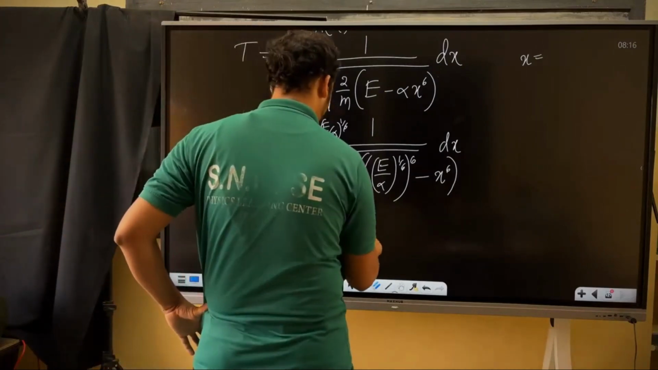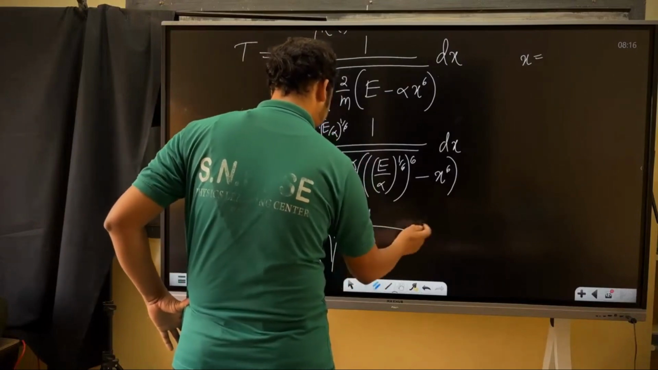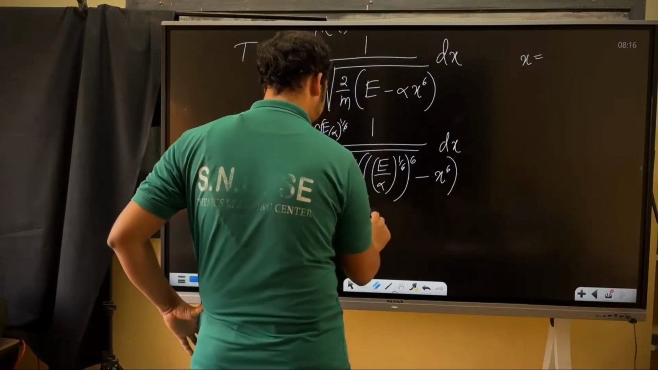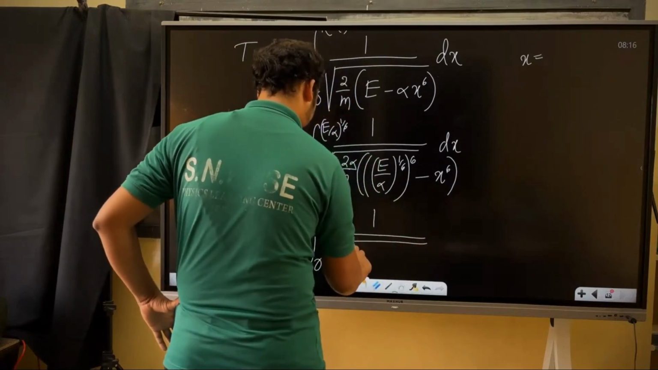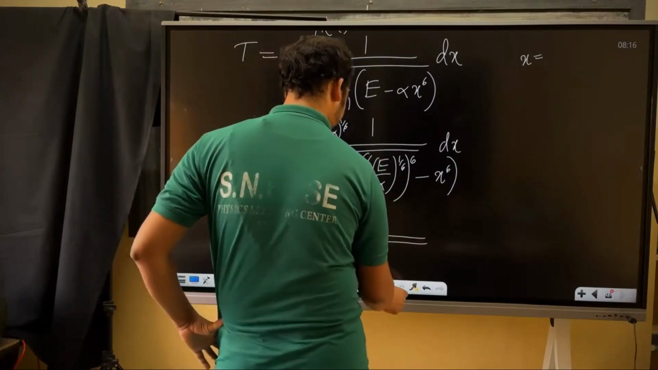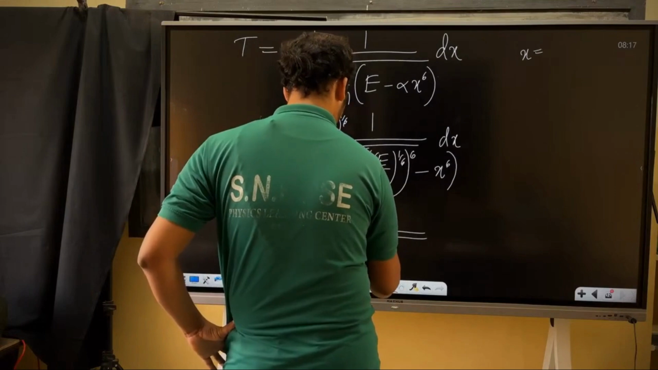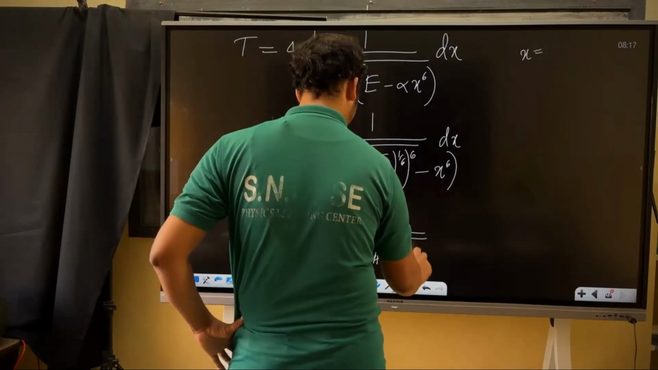0 to a, this is amplitude, am I right? 1 by root of 2 alpha by m, a raised to 6 minus x raised to 6.